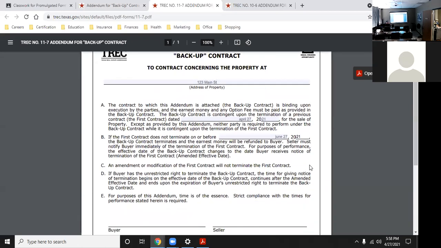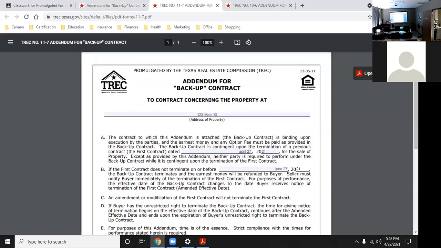Another key thing about backup contracts is that you are required to submit all offers to your client, if you're the sales agent. Your client can, however, request that you do not show them backup offers, but they have to do so in writing, just to let you know that, hey, I don't have to show them.